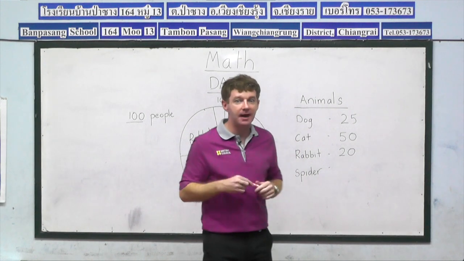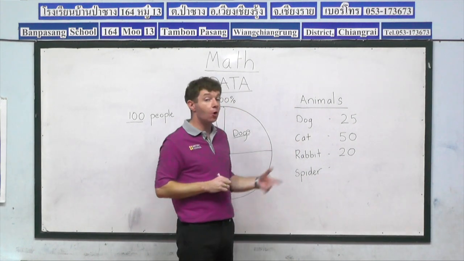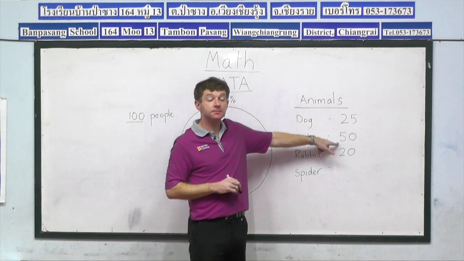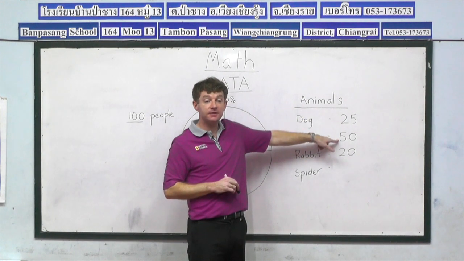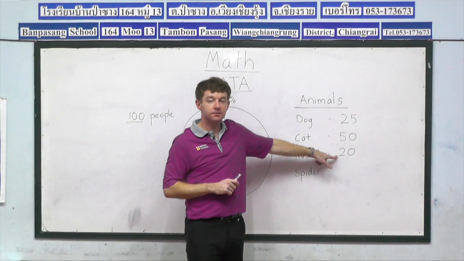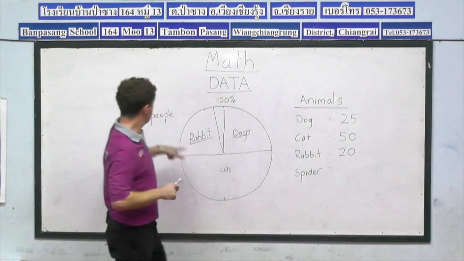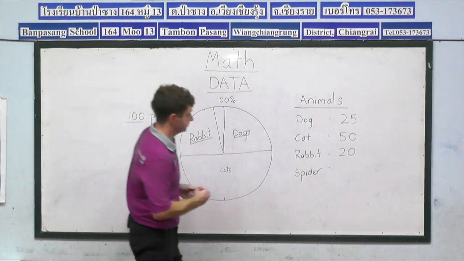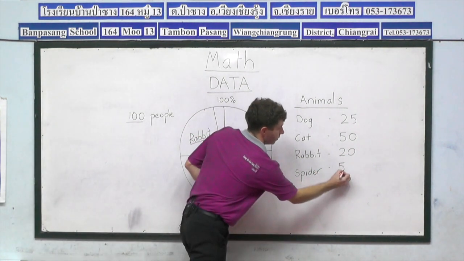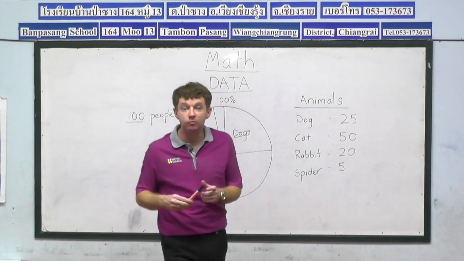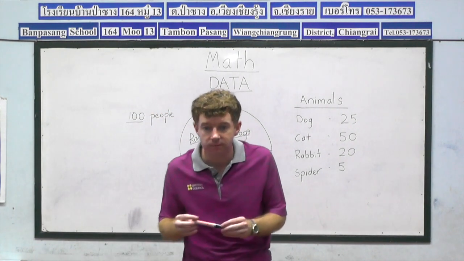Okay, final animal time, guys. And this time, all we need to do is 25 plus 50. How much? 25 plus 50? 75. 75 plus 20? 95. What's 100 minus 95? 5. So we know already our final animal and our final amount. We just need somebody to complete.